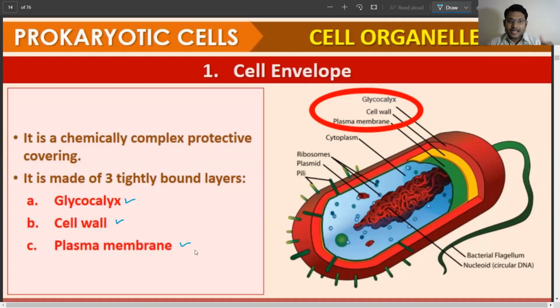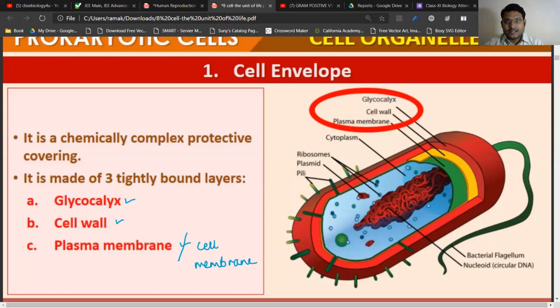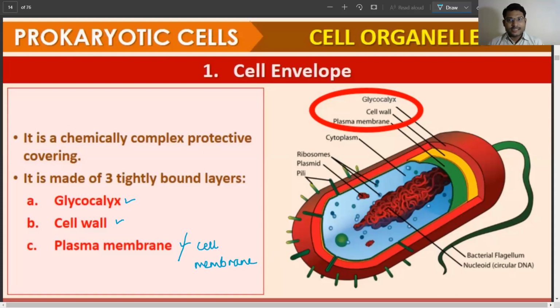You all have a pretty good idea of what the cell wall and the plasma membrane are. The plasma membrane is also known as the cell membrane, right? The cell membrane is something that we see in all organisms. Cell wall is present in certain cases, for example in plants, in bacteria, and in fungi. But now there is another structure called the glycocalyx.